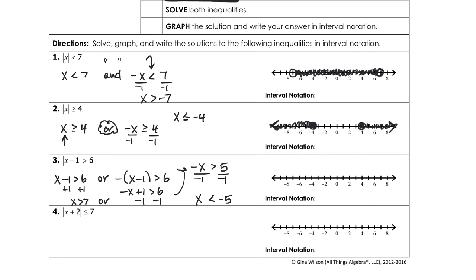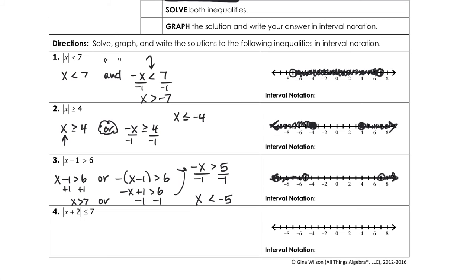Okay, so here we go. Let's go ahead and put that in there. So at -5, I will have an open circle. At 7, I'll have an open circle. So at -5, I shade to the left. And at +7, I shade to the right. And then the problem is done.